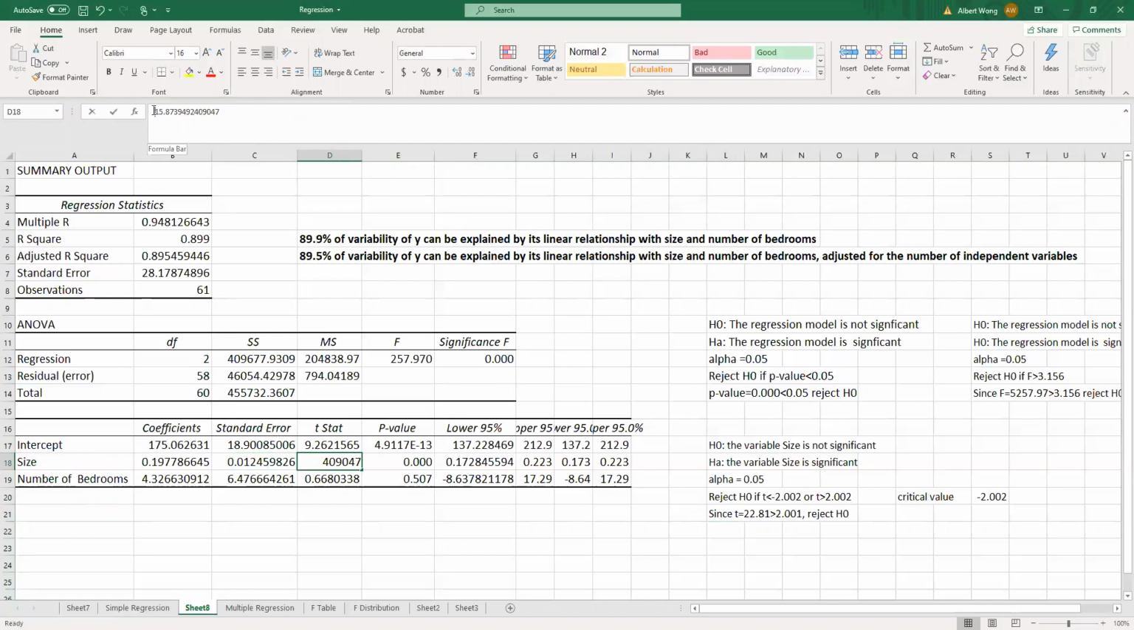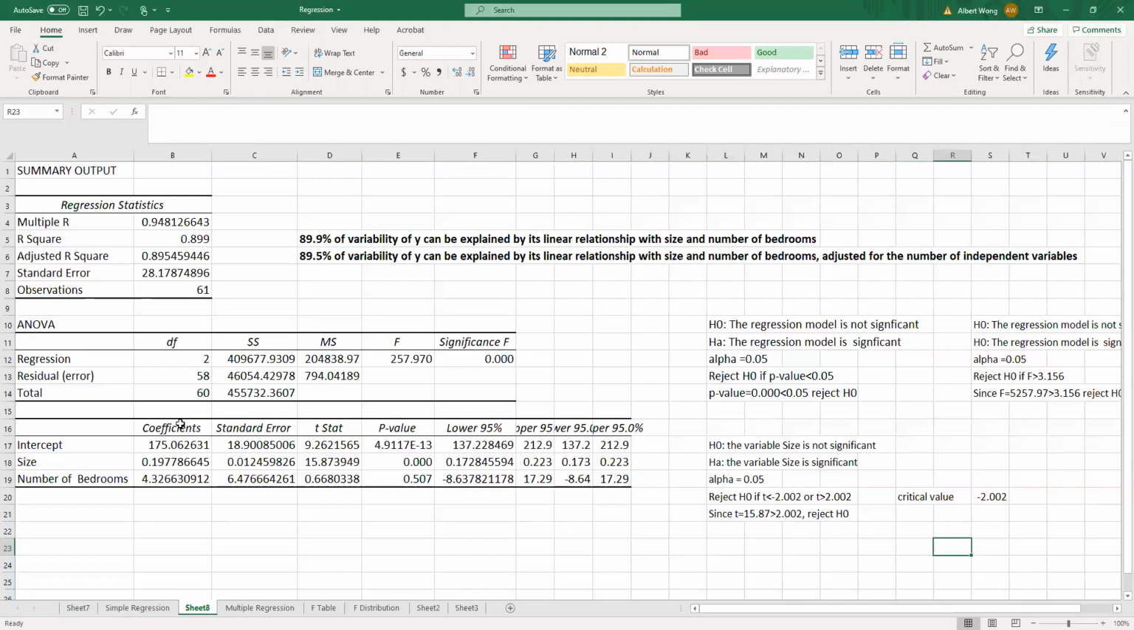The good thing about using Excel is that Excel actually does all the calculation for you. You don't have to do anything. So this is 15.87, right? And obviously that number is bigger than 2.002.